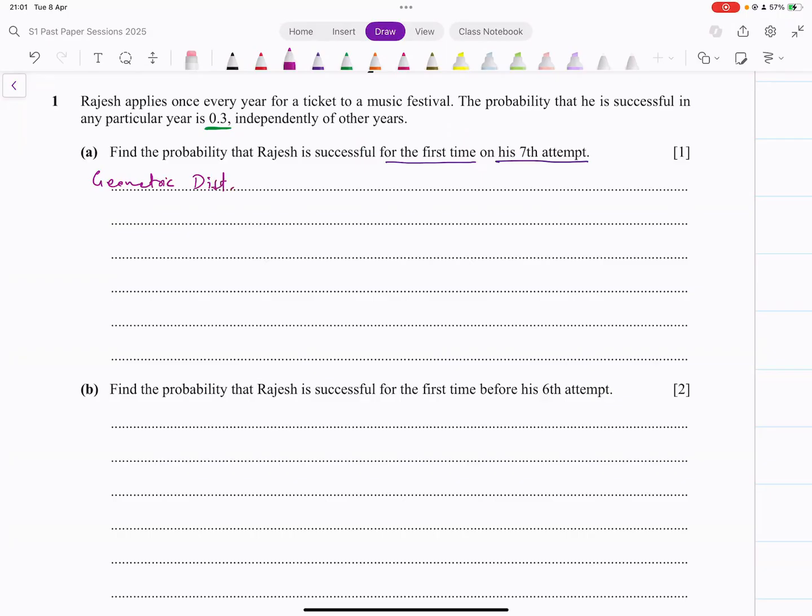What is it that we're looking for? Probability that the first success comes on the 7th attempt. What's the formula that we have for geometric distribution? It looks like this: probability that x equals r, that is q raised to power r minus 1 times p. That's the formula. If the probability of success is 0.3, what about the probability of failure? That will be 1 minus 0.3, which is 0.7. Just input values in the formula. It will be 0.7 raised to power 7 minus 1, which is 6, times 0.3.